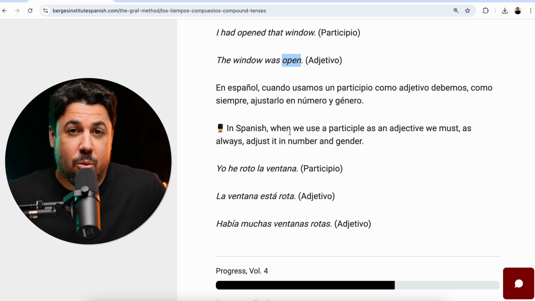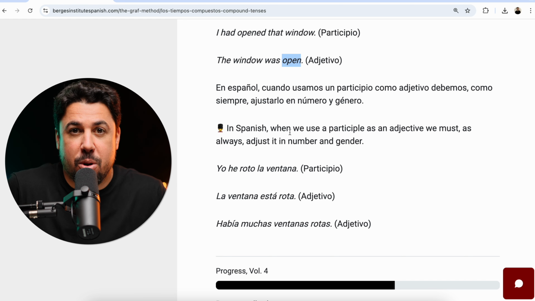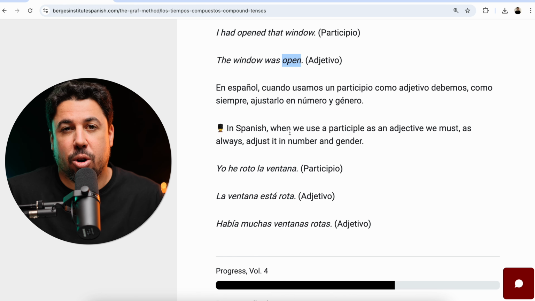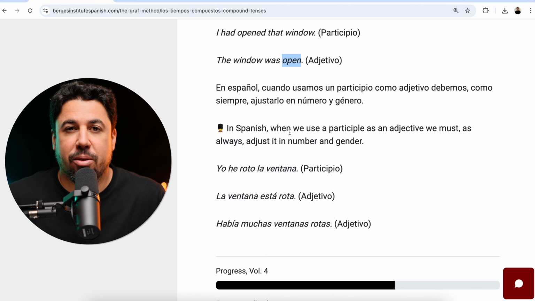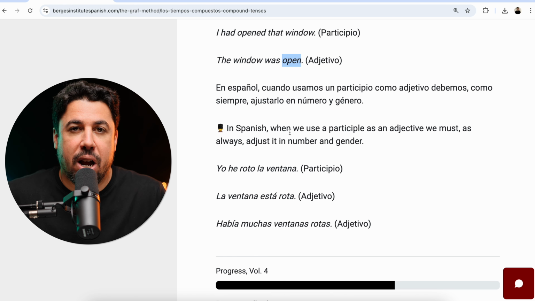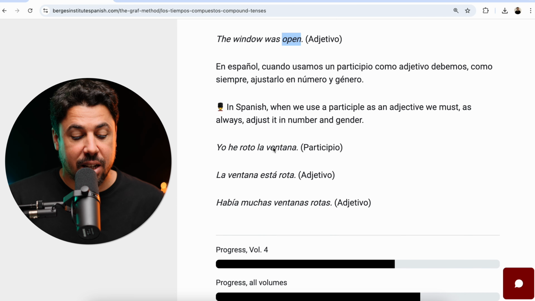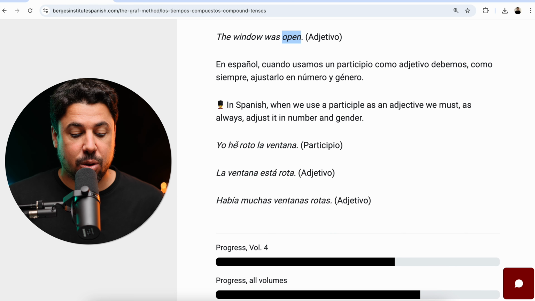Participles, when they are used in the verb, in the pretérito perfecto compuesto or the pluscuamperfecto, they don't match anything. It's I have driven and my gender or the number doesn't matter. Yo he manejado, nosotros hemos manejado, vosotras habéis manejado, it's manejado for everybody. But when we use it as an adjective, we have to match it with the noun.